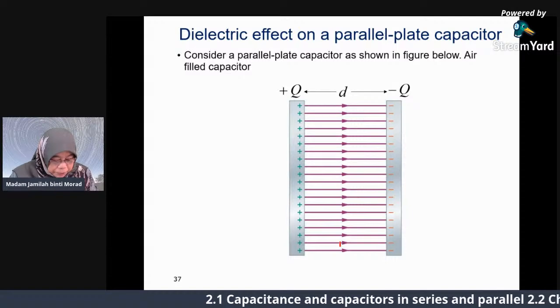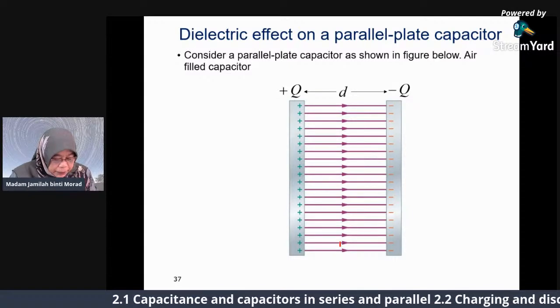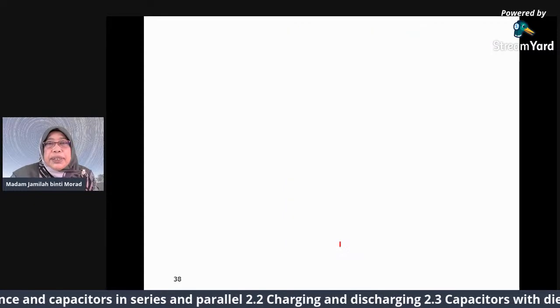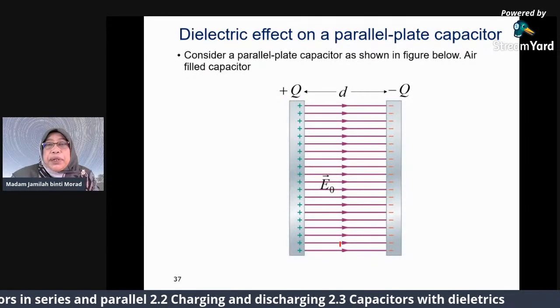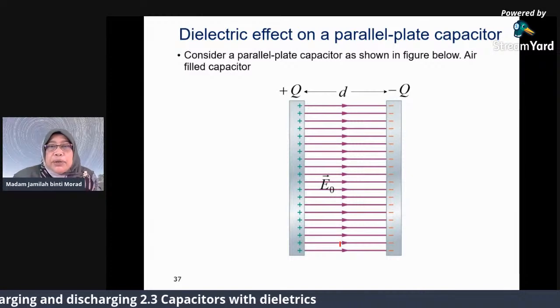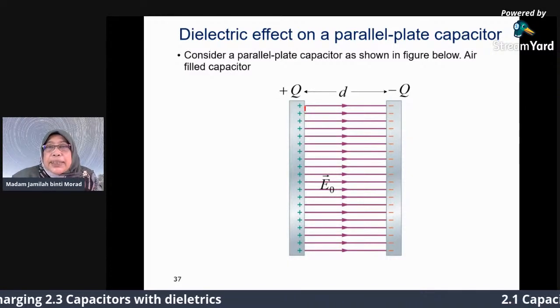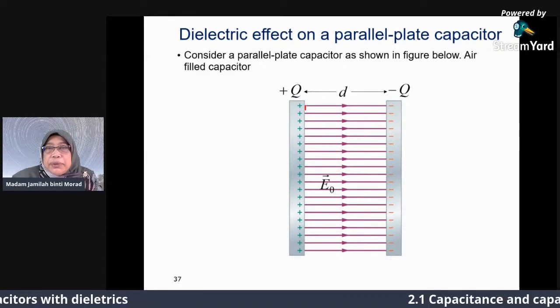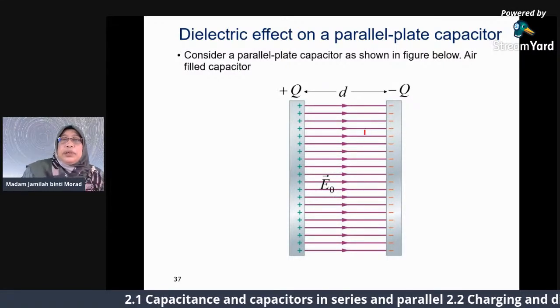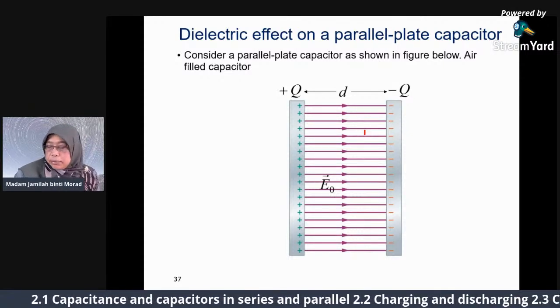Describe the effect of dielectric on a parallel plate capacitor. Okay, dielectric effect on parallel plate capacitor. Let's say here you have a parallel plate. When the charge accumulates on each plate, you have an electric field, from positive terminal to negative terminal, as you have learned in subtopic in topic 1, a uniform electric field.